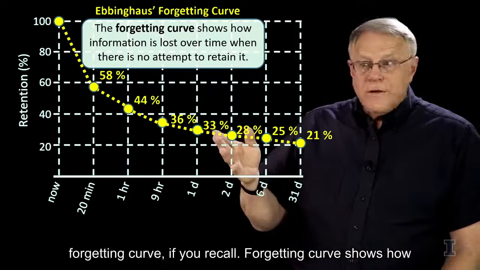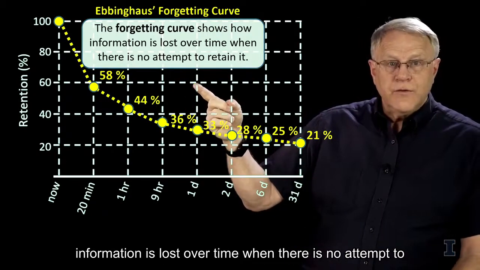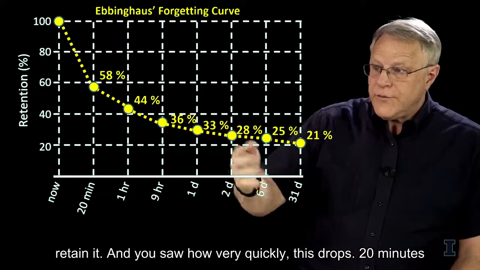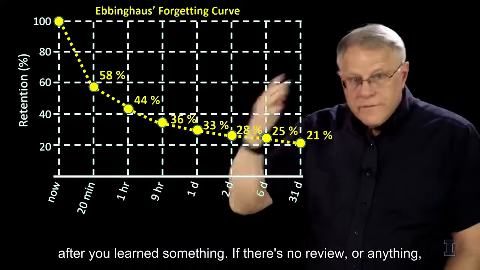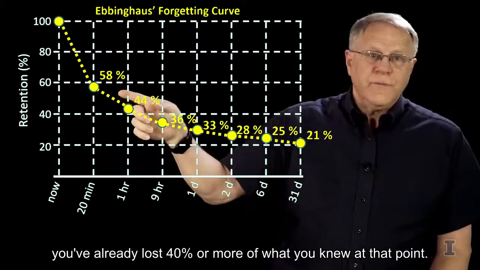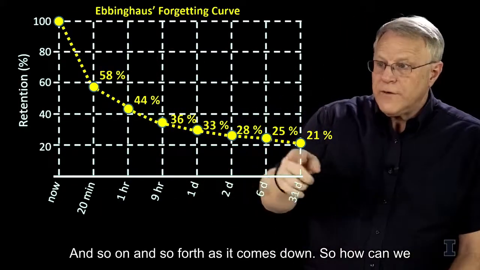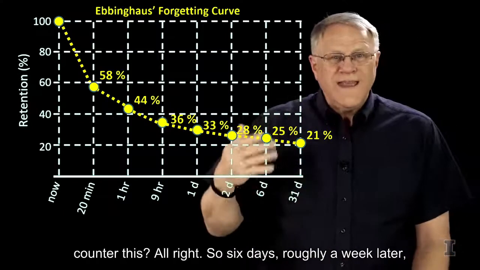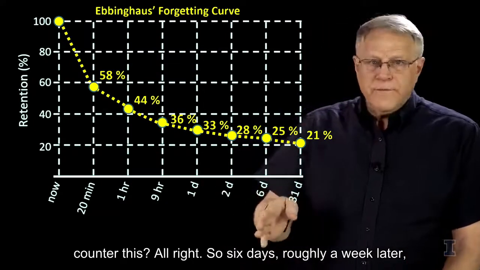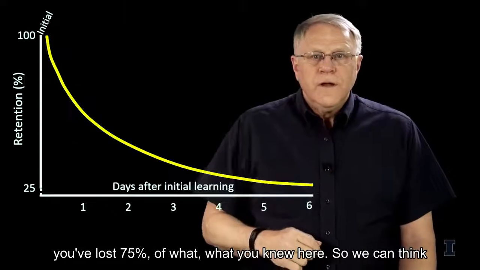This is the forgetting curve, if you recall. The forgetting curve shows how information is lost over time when there is no attempt to retain it. And you saw how very quickly this drops. 20 minutes after you learn something, if there's no review or anything, you've already lost 40% or more of what you knew at that point, and so on and so forth as it comes down. So how can we counter this? All right. So 6 days, roughly a week later, you've lost 75% of what you knew here.